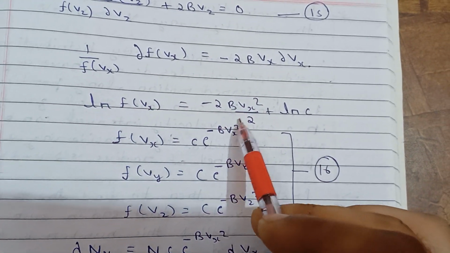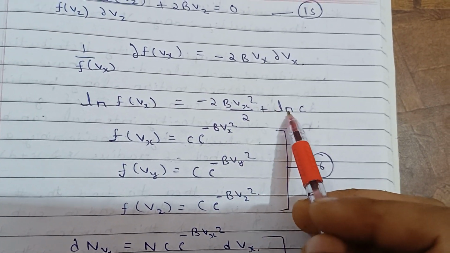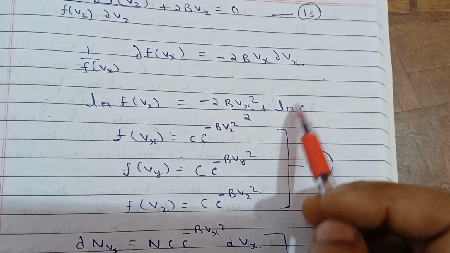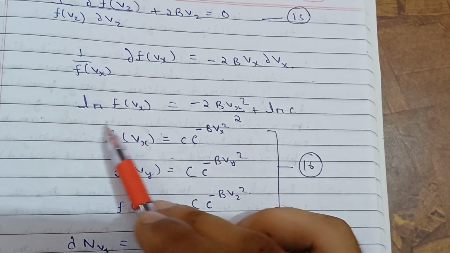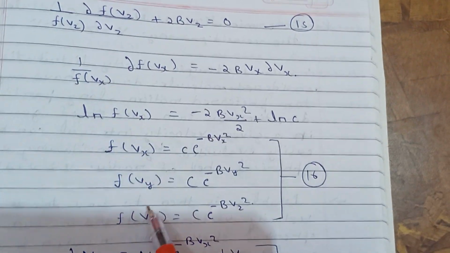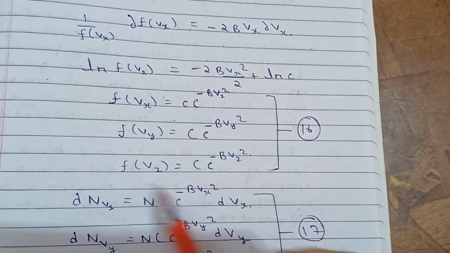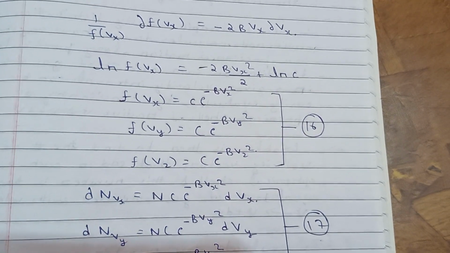Now log f will give you minus b vx square by 2 plus log c, where this is some constant of integration. This will give you f equal to the exponential of this, and as you find for this, this will give you the same for vy and vz. So this is again an equation, this is 16.